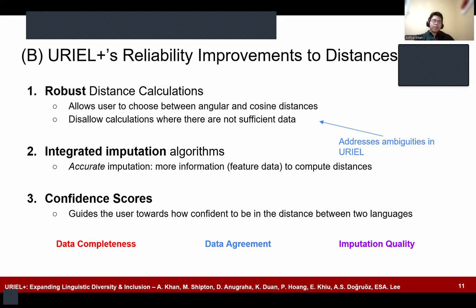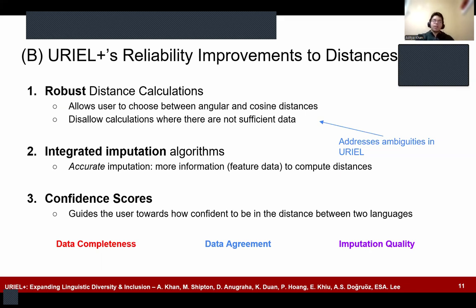And finally, we have confidence scores. One of the big problems within URIEL was that we would report distances, but you wouldn't really know how confident you could be in those distances. So we have confidence scores that we also report within the URIEL Plus knowledge base, and this guides the user towards how confident they can be in the distances between two languages.